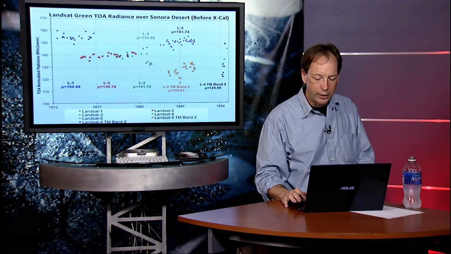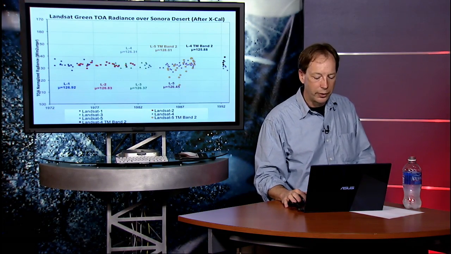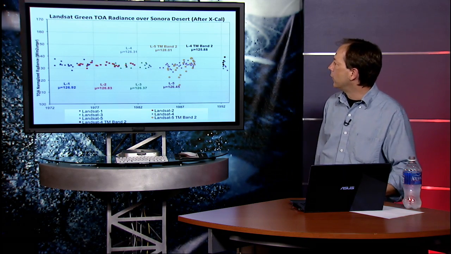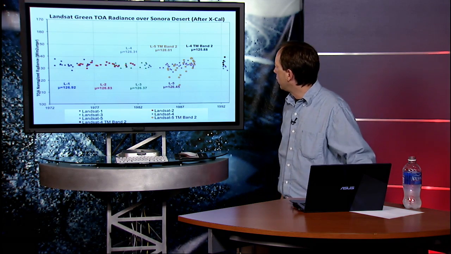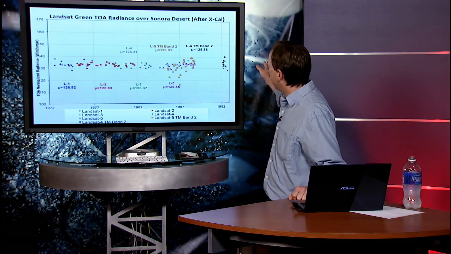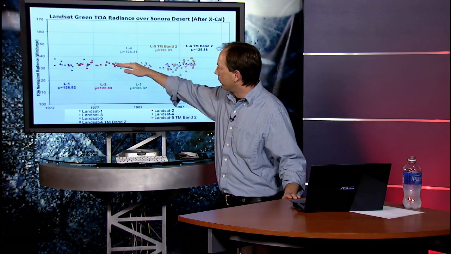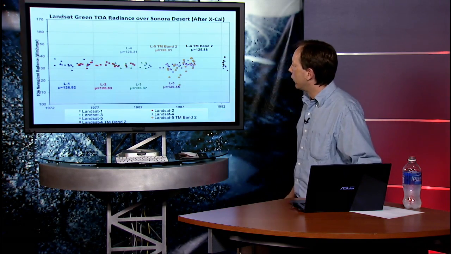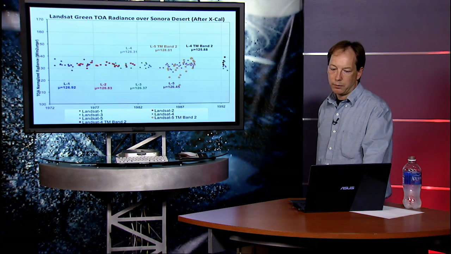We went ahead, and these are slides, by the way, from Dennis Helder from South Dakota State University. He went ahead and cross-calibrated Landsat 5 to Landsat 7, and then worked his way back through the record and ended up with a much better, much more stable record.